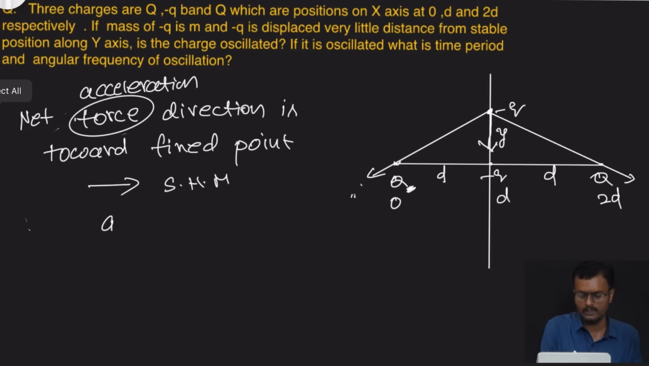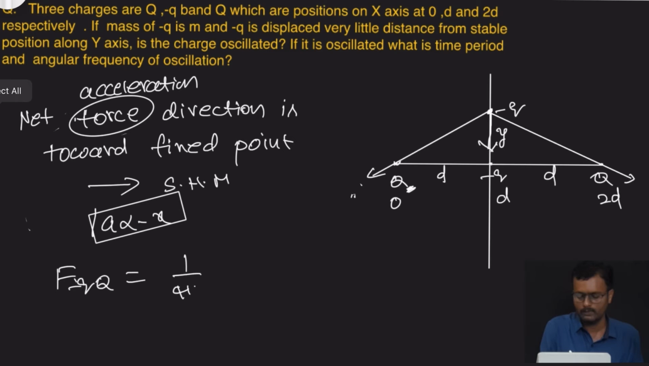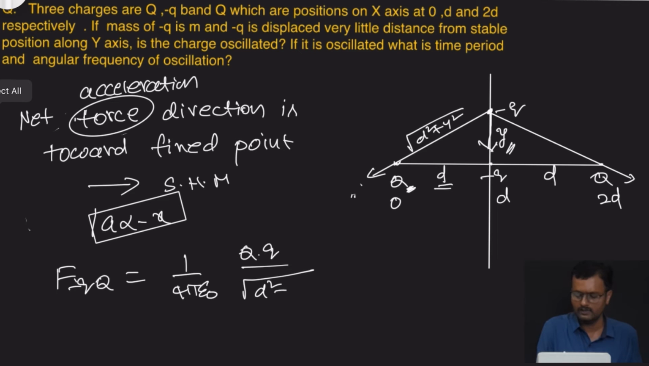The other condition is what? a proportional to minus y. To prove this, first take the net force. The force on minus Q by Q is equal to 1 by 4 pi epsilon naught, Q into Q. I don't take the minus here because I want only the magnitude. What is this distance? This is the hypotenuse, this is d and this is y. So the distance is square root of d square plus y square, and the whole square. The square cancels with the root.